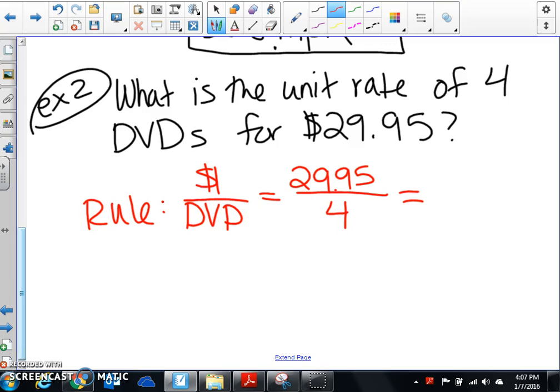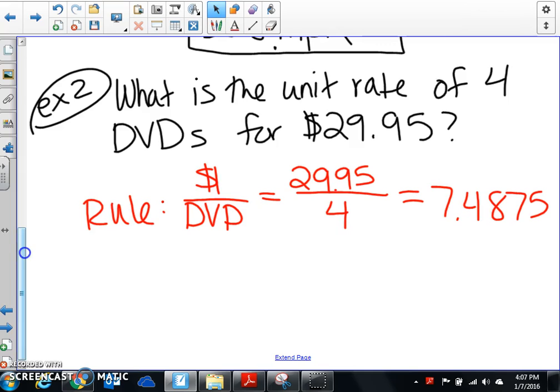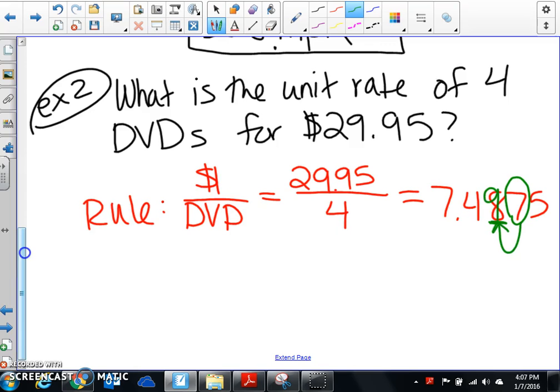So $29.95 divided by 4 gives me 7.4875. Now remember, we talked about this in class. Money is always to the nearest hundredth, the second place. So I underline that second place, I circle the number after it, and if it's 5 or above, it bumps this up. So that's going to bump that up to a 9. Okay, so this is $7.49 per DVD.